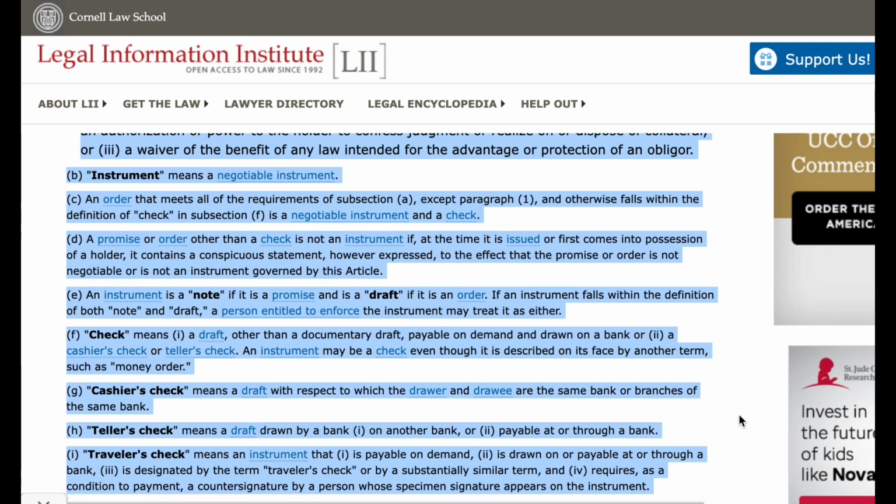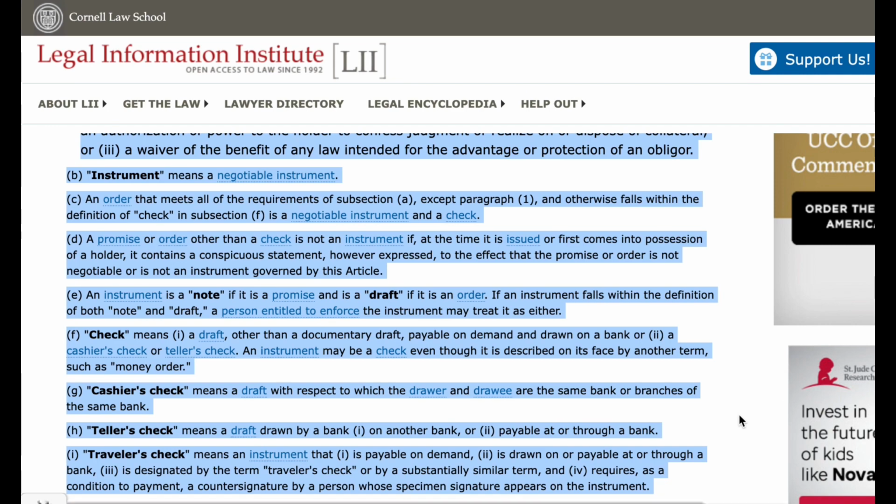E. An instrument is a note if it is a promise and is a draft if it is an order. If an instrument falls within the definition of both note and draft, a person entitled to enforce the instrument may treat it as either. F. Check means: 1. a draft, other than a documentary draft, payable on demand and drawn on a bank; or 2. a cashier's check or teller's check. An instrument may be a check even though it is described on its face by another term, such as money order. G. Cashier's check means a draft with respect to which the drawer and drawee are the same bank or branches of the same bank.